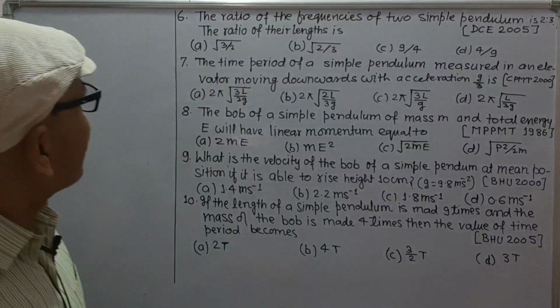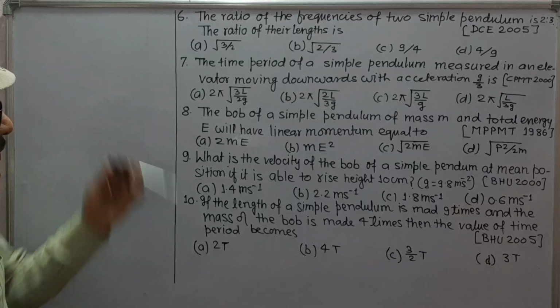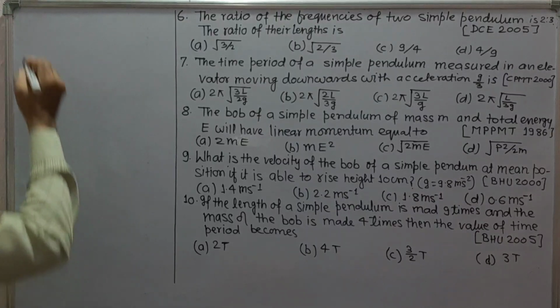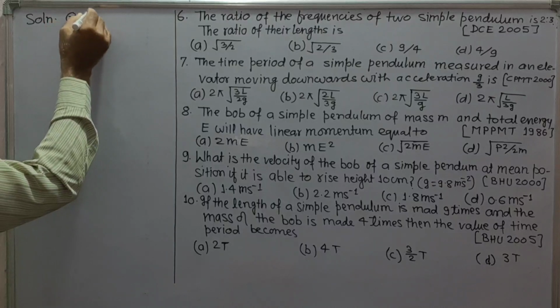Now next question number 6. The question is, the ratio of the frequencies of two simple pendulums is 2:3. The ratio of their lengths will be. So solution to question 6.